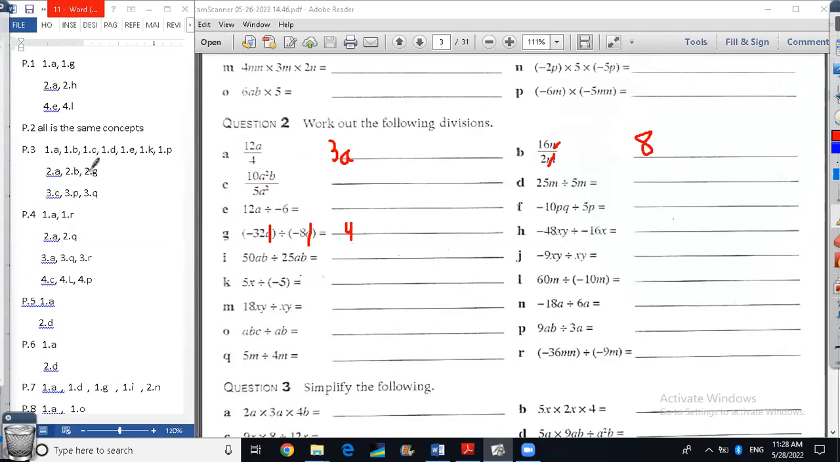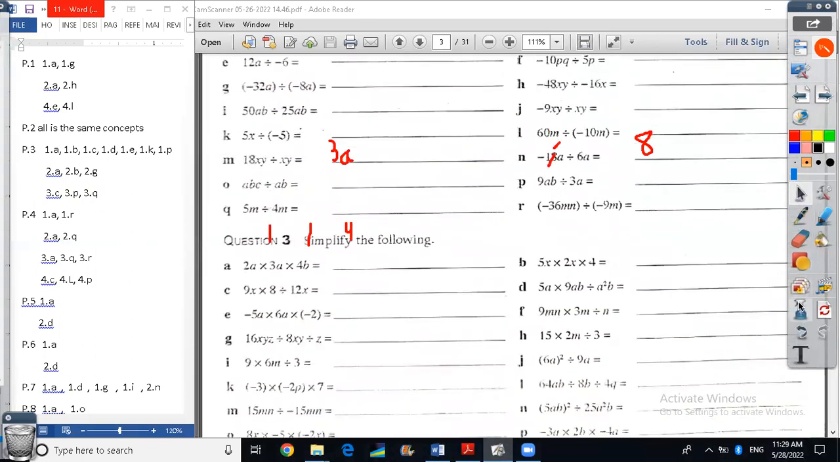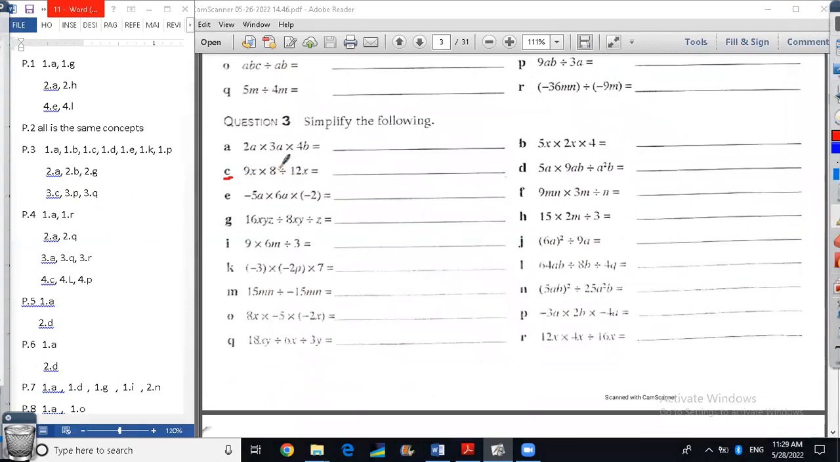Okay, question 2, and page 3, 2g, done. All right, question 3c. Here we go. 3c. Okay, now it includes multiplication and division. So what is 9x times 8? 9 times 8 is 72x. 72x.